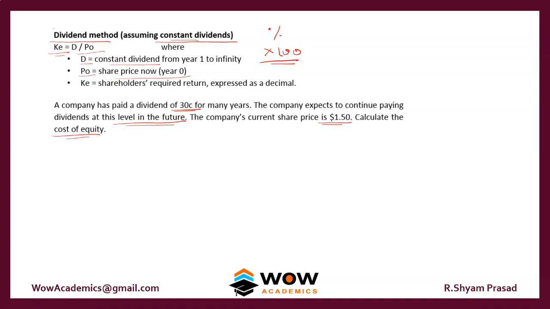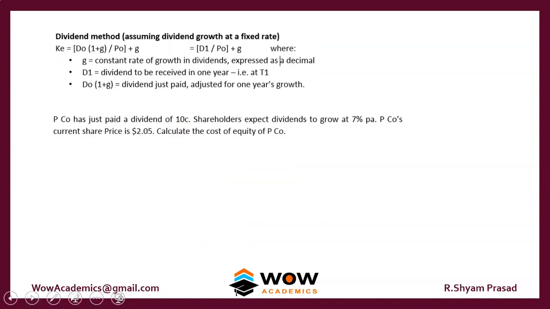As it is a constant dividends method, we can use this formula. So the formula is KE = D divided by P0 into 100. Here the dividend refers to 30 cents, so put it as 0.3 divided by the share price of 1.5 into 100. So the answer comes to 20%. So the KE is 20%. We'll move on to the next sum.